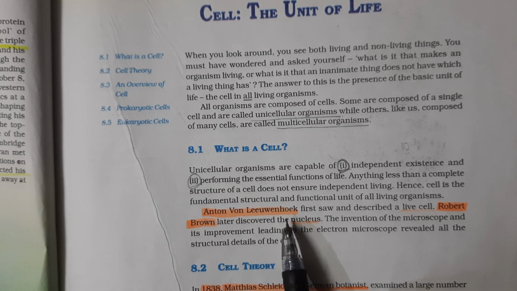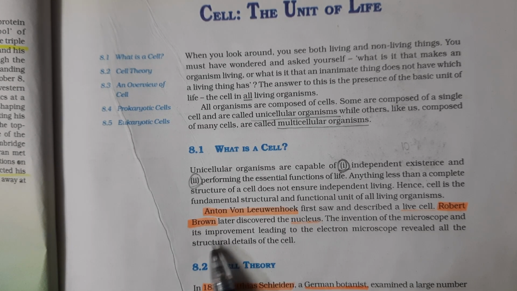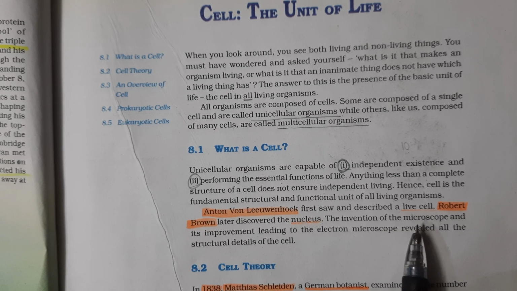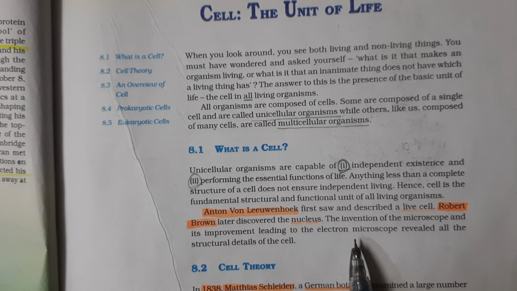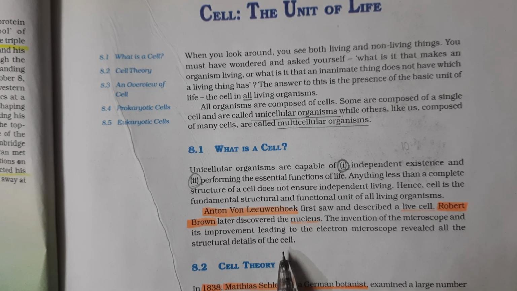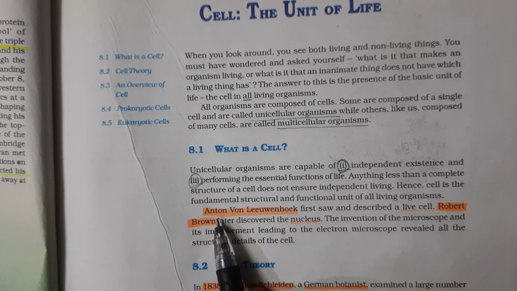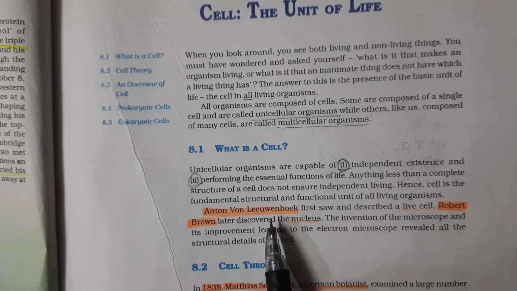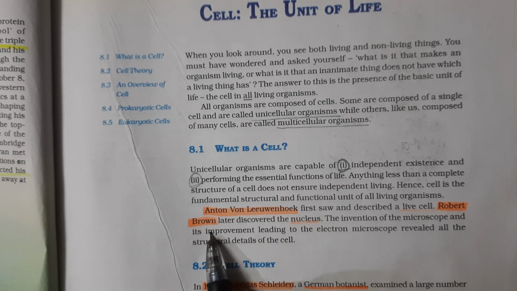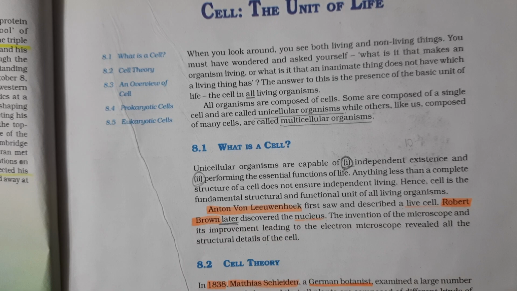Anton von Leeuwenhoek first saw and described a live cell. Robert Brown discovered the nucleus. The invention of the microscope and its improvement leading to the electron microscope revealed all structural details of the cell. So the first live cell was seen by Anton von Leeuwenhoek, and after that Robert Brown discovered the nucleus, so the latter needs to be emphasized upon.